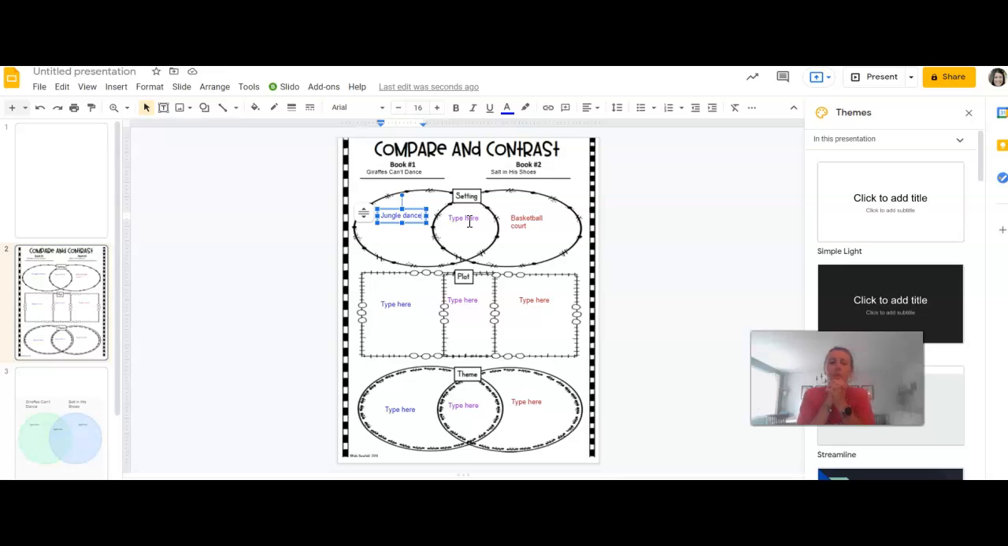I have to think really deeply. How are these two settings similar? Any ideas? I would say they are both a performance space. Places where somebody can perform, right? So you perform on a dance floor and you also perform on the basketball court.